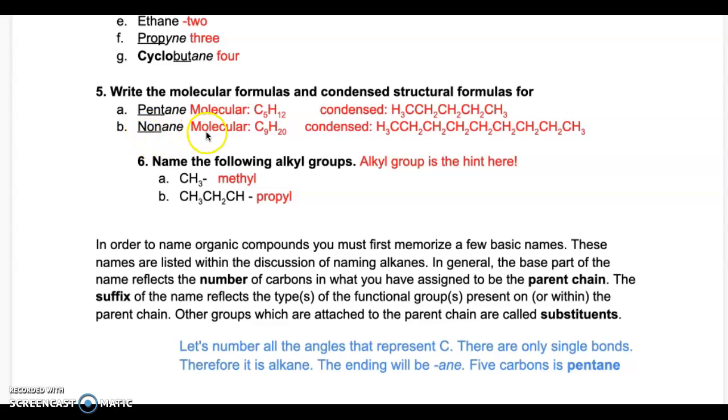Same way for nonane. You have 9 carbons and you have 20 hydrogens. So over here I wrote 9 different carbons. Make sure that you write 3 hydrogens on each side because it doesn't have any other carbons attached to it. Okay, so same way of writing condensed.